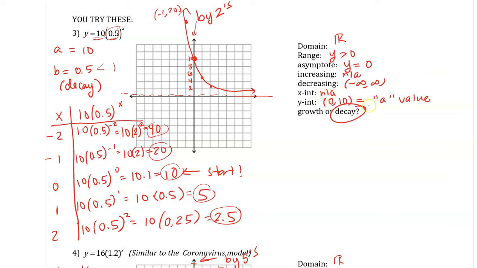No x-intercept, and the y-intercept is at 10, because that's when you raise b to the power of 0, which results in 1, right? 0.5 to the 0 power is 1. And then a is 10, so then 10 times 1 is 10.